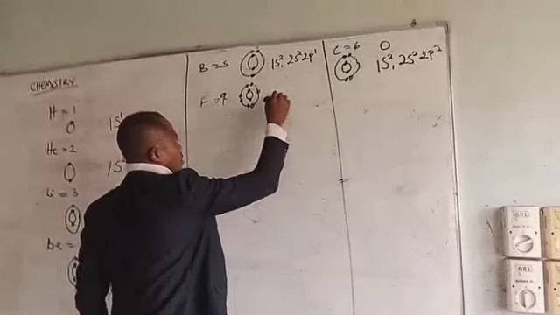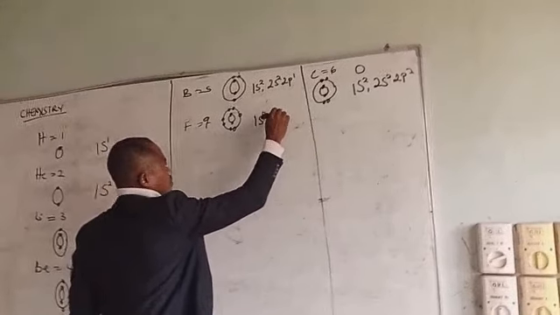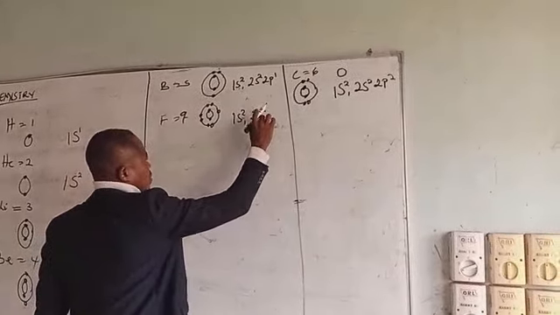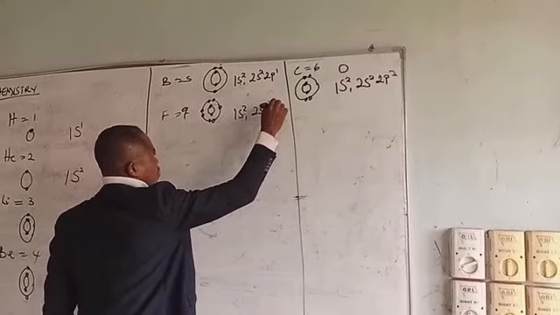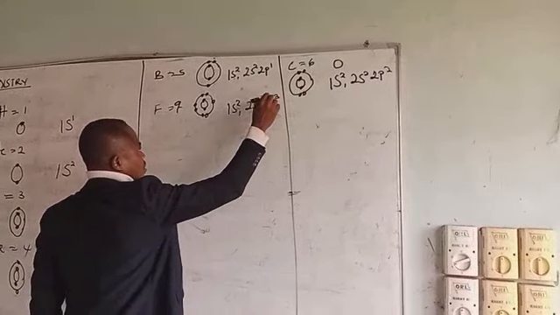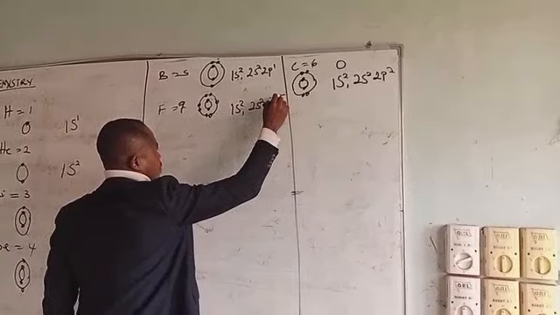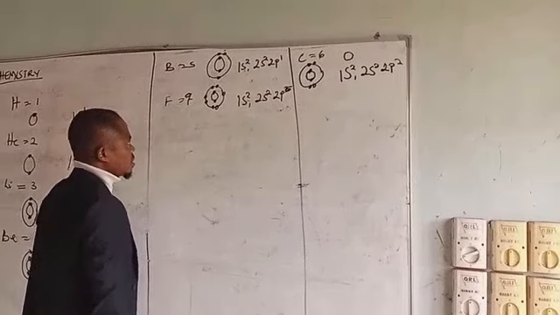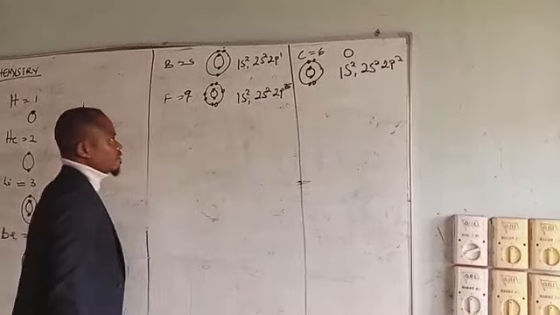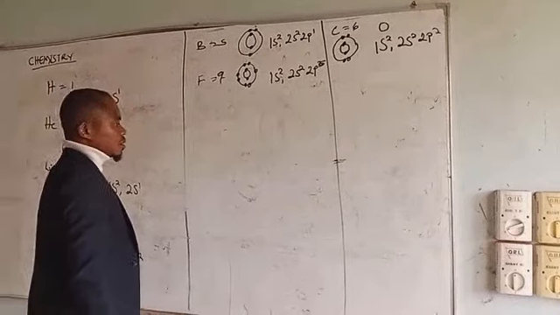So here it's going to be 1s2, 2s2. There's no comma here. 2p3. No, 2p5. Am I correct? 2p5. I'm correct.